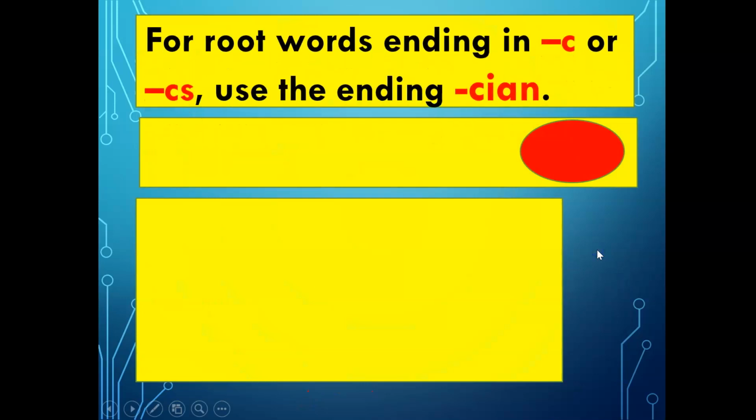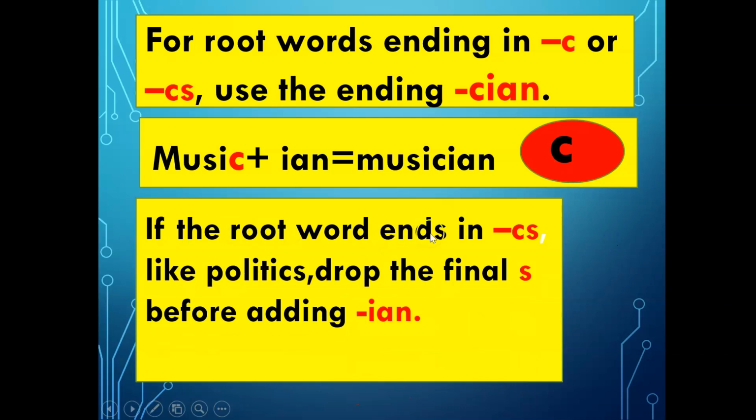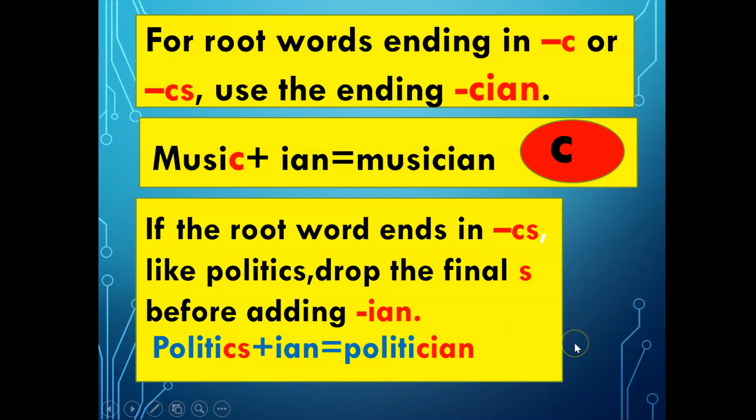For root words ending in C or CS, you have to use the ending cian. So you can say musician. Who is a musician? Someone who plays music. Remember, if the root word ends with C, or if the root word ends in CS, as in politics, then you have to drop the final S before adding IAN. You can see here we have removed this S, the C will remain the same, and with IAN it changes into politician.